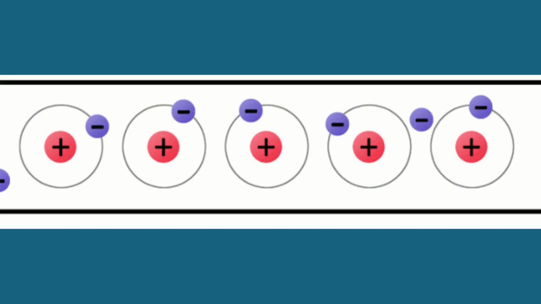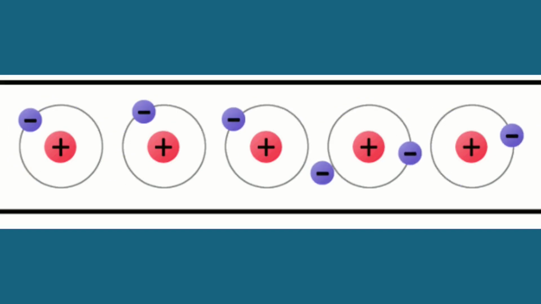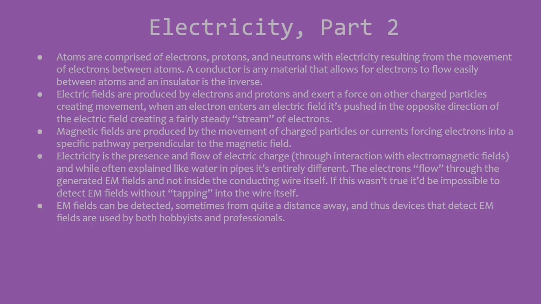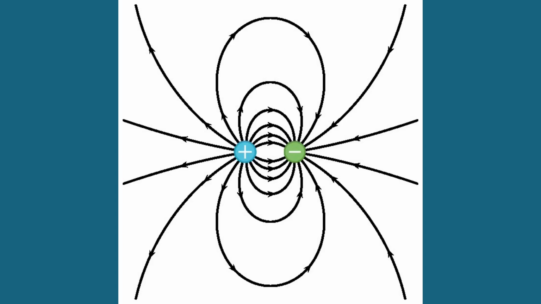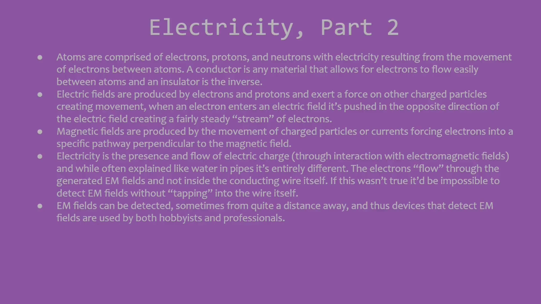A conductor is basically any material that allows for electrons to flow easily between atoms, and an insulator does the opposite. Now, actual electrical fields are basically produced between the interaction between electrons and protons, and they exert a force on other charged particles, which results in the actual movement. When an electron itself enters an electric field, it's pushed in the opposite direction of the field, which basically creates a fairly steady stream of electrons.